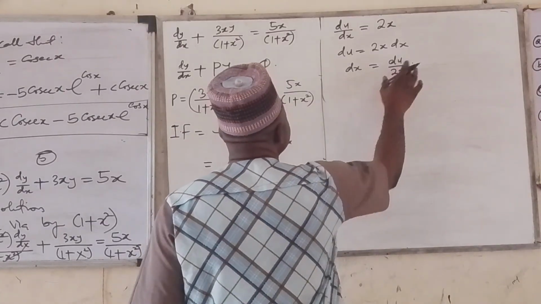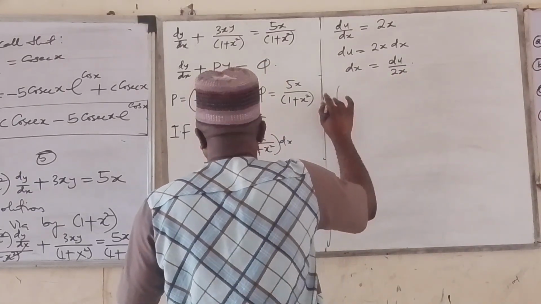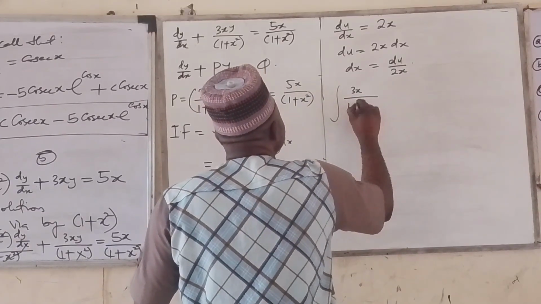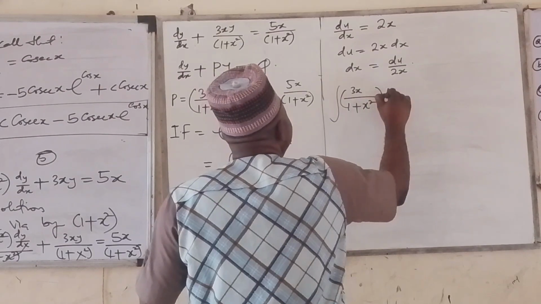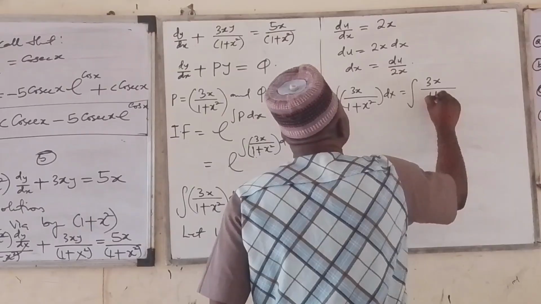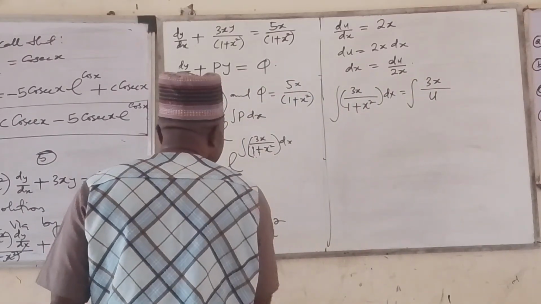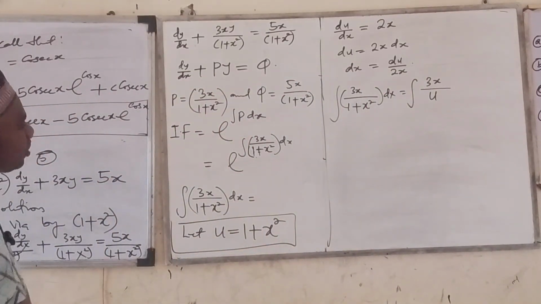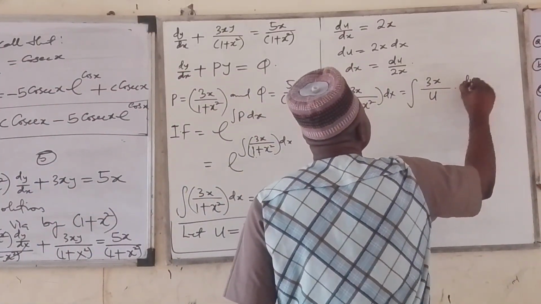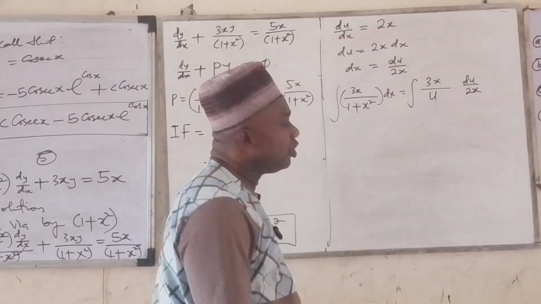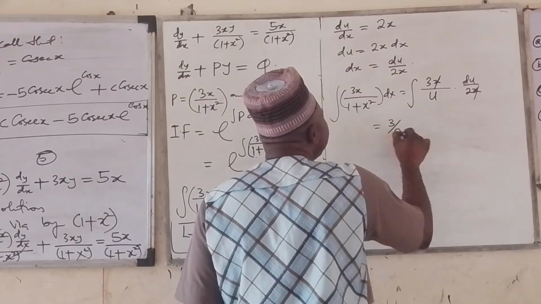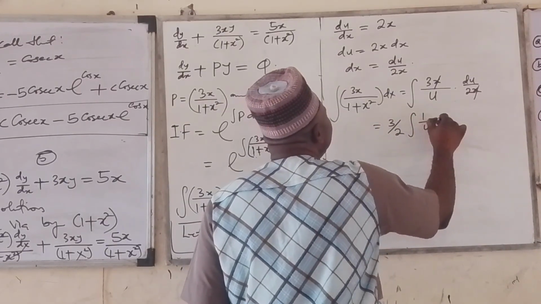Now, let's look at this. The dx is du all over 2x. So it means integral 3x all over u, or let me call it 1 plus x squared first. Because we said let u be equal to 1 plus x squared, dx will be du all over 2x. So this x will go with this x. We will be left with 3 all over 2 integral 1 all over u du.